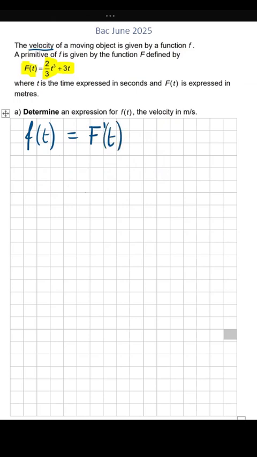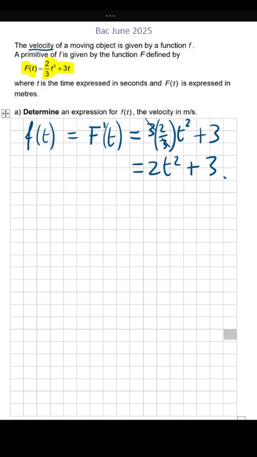So the derivative of capital F of t. When I do that, this is a simple differentiation: 3 times 2 over 3 t, and we diminish the power by 1, so it's t squared, plus 3. The t goes to t to the 0. Now my 3's cancel off there, and I'm left with that function being 2t squared plus 3.